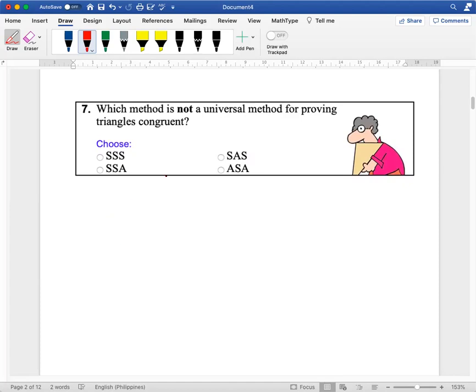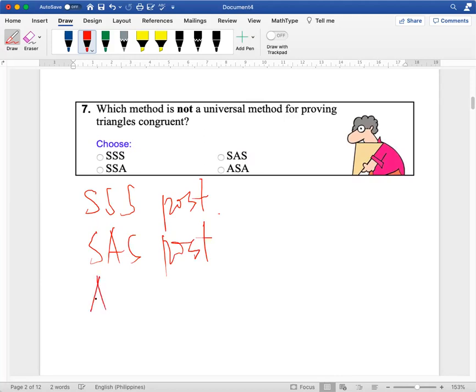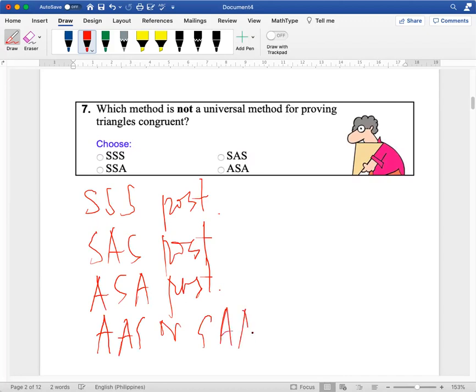Now, let's recall the postulates and theorems we use for proving that two triangles are congruent. We have the SSS postulate. We have the SAS postulate. We have the ASA postulate. And the last one is the AAS or SAA theorem. We can use these to prove that two triangles are congruent.